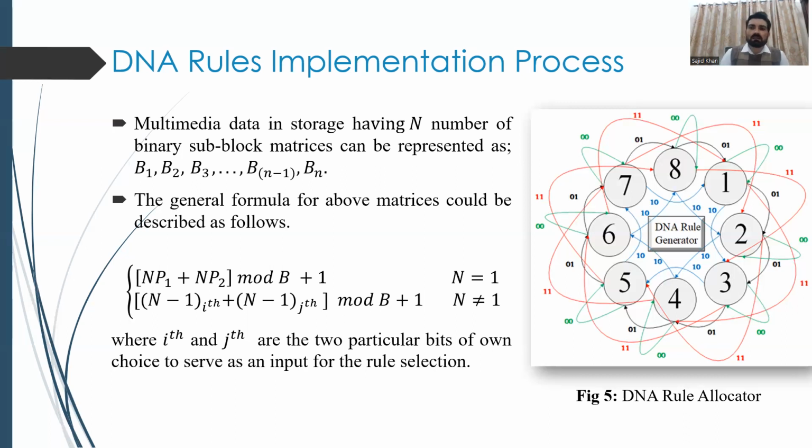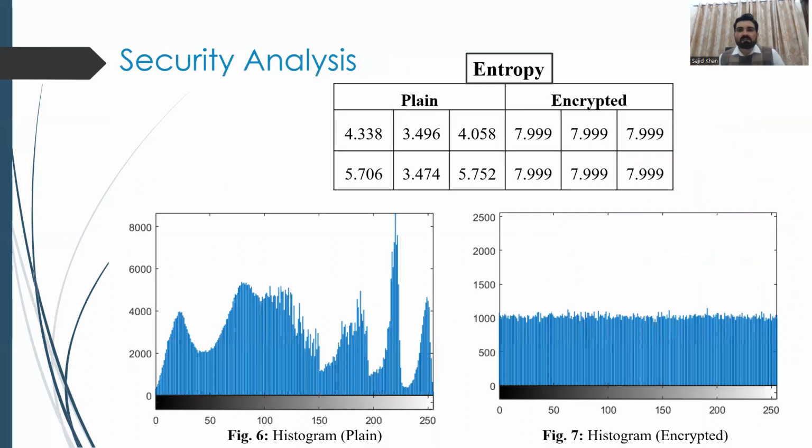And for this DNA rule allocation, the first rule which needs to be implemented is mentioned here, NP1 and NP2. And for the second onward, that will be n minus 1 ith into n minus 1 jth. Here ith and jth are two particular bits that we have reserved for the rule allocation method. And mod B, basically B is 8, because there are 8 rules.